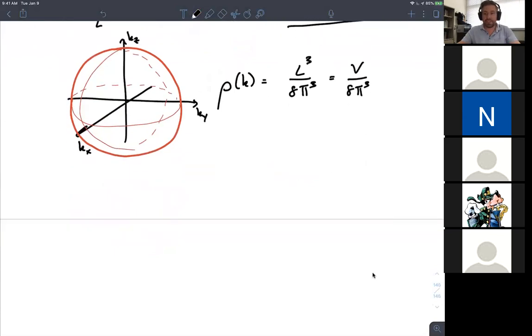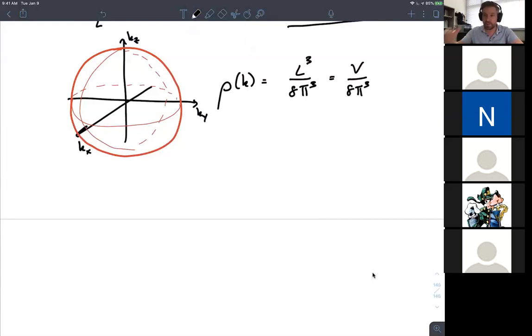Now, just as we did before with photons, when we worked this problem for photons, we calculated this density of points within our grid. And then we said that we had to take this density and multiply by a factor of 2 in order to compensate for the 2 possible polarization states of the vector.